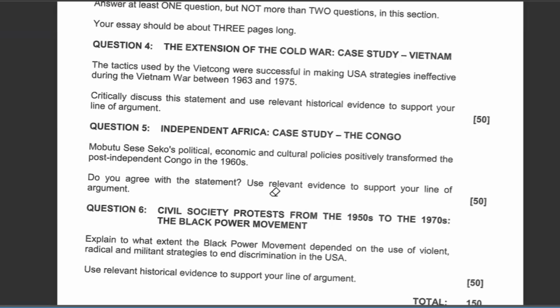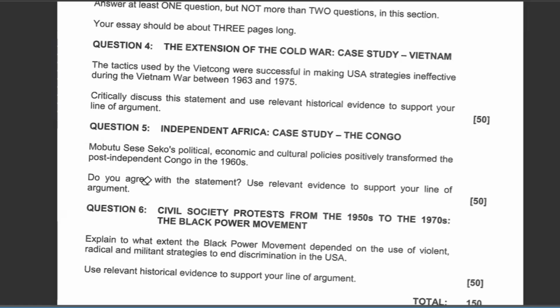I will disagree, which means I am saying Mobutu Sese Seko's political, economic and cultural policies did not positively transform the post-independent Congo. So I'm in disagreement. That is my line of argument. I'm in disagreement with this statement. I'm not agreeing that the policies he instituted positively transformed the post-independent Congo in the 1960s.